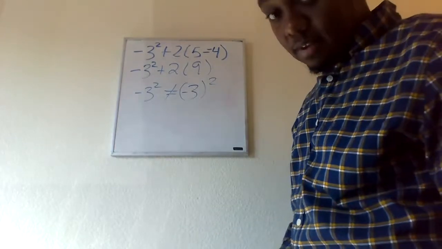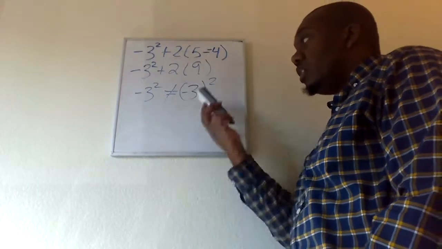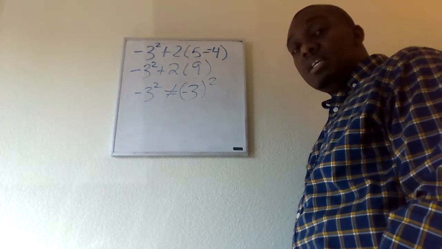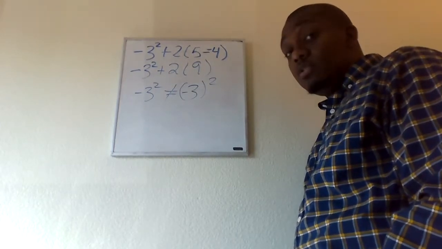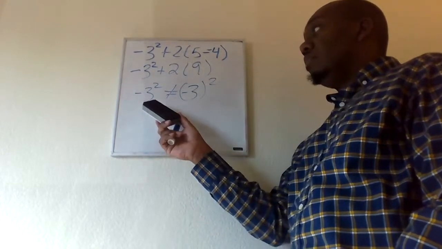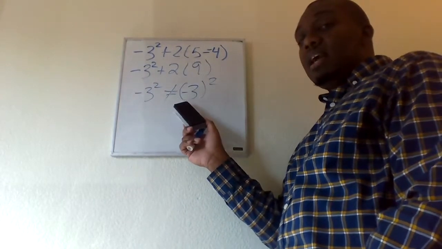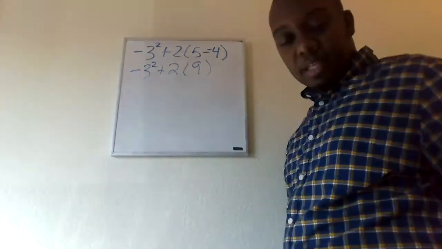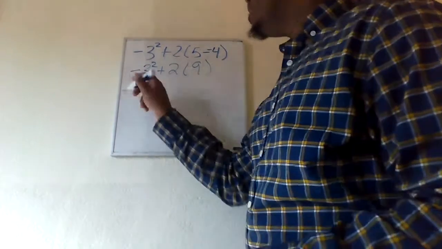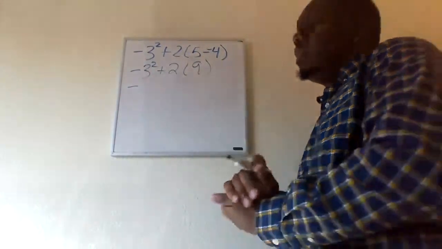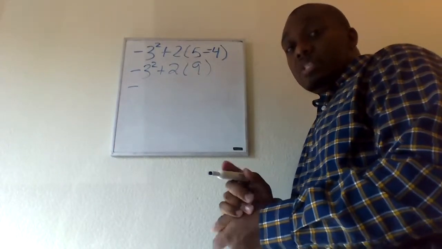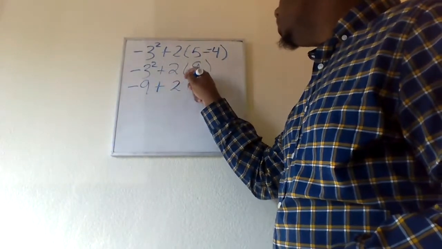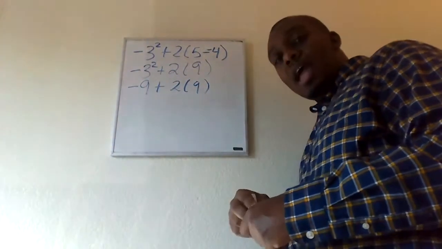Okay. And if you don't believe me, you can plug that into a calculator, plug that into Google, to an Excel sheet. You can map it out, you can draw it out. You will see that -3 squared is not the same as (-3) squared. One's negative, the other's positive. Well, let's look at this here. Exponents first. So we have this negative that's just sitting out here. And the question asks, what is 3 squared? 3 squared is 9. That's right. Plus 2 times 9. Okay.